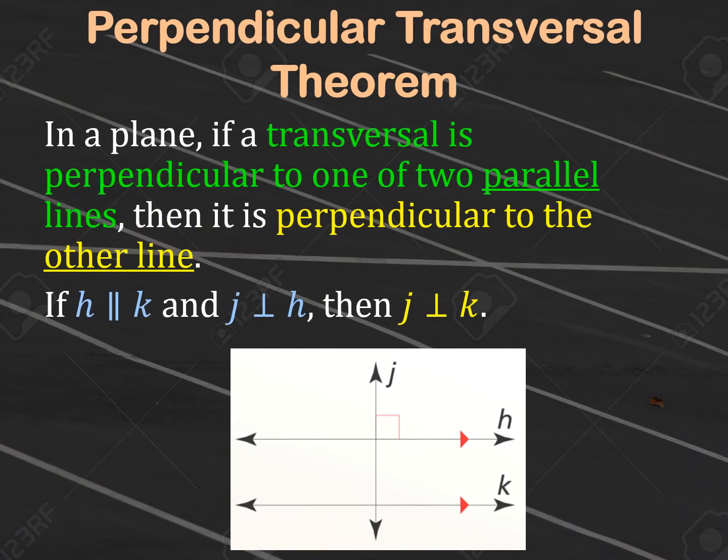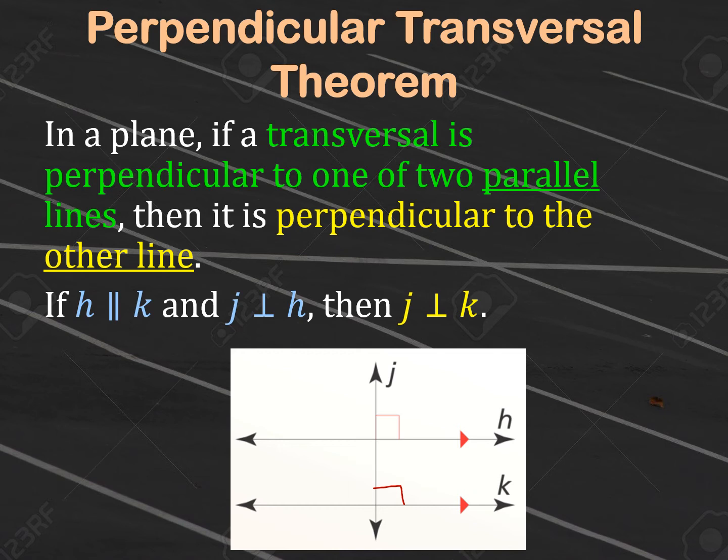Now we have the perpendicular transversal theorem. In a plane, if a transversal is perpendicular to one of two parallel lines, then it is perpendicular to the other line. So here you're given lines H and K are parallel. Then you are told a line J is perpendicular to line H. You can see the right angle symbol. If that's true, then line J has to be perpendicular to line K. So if you were to draw a right angle box there, that's what it's saying.